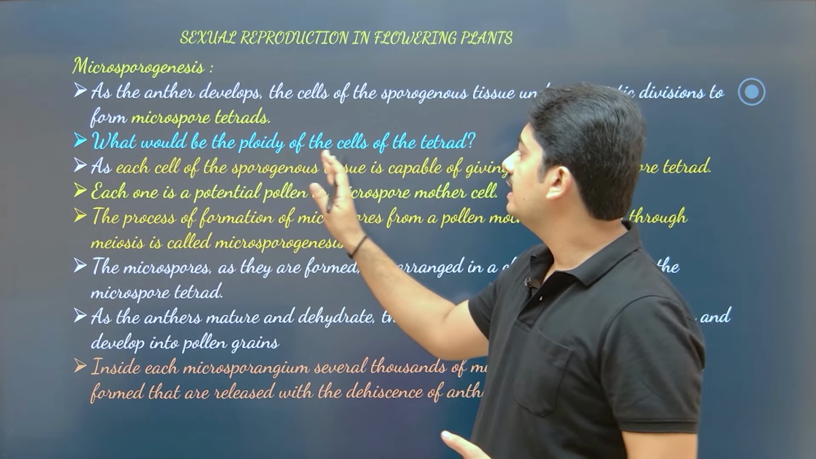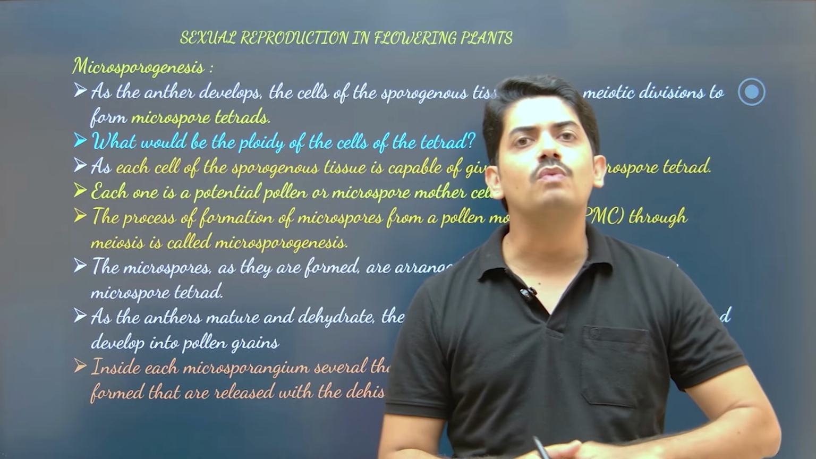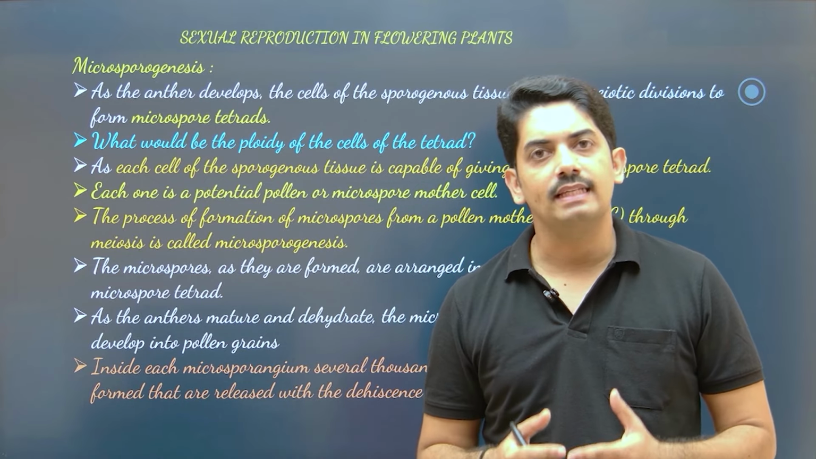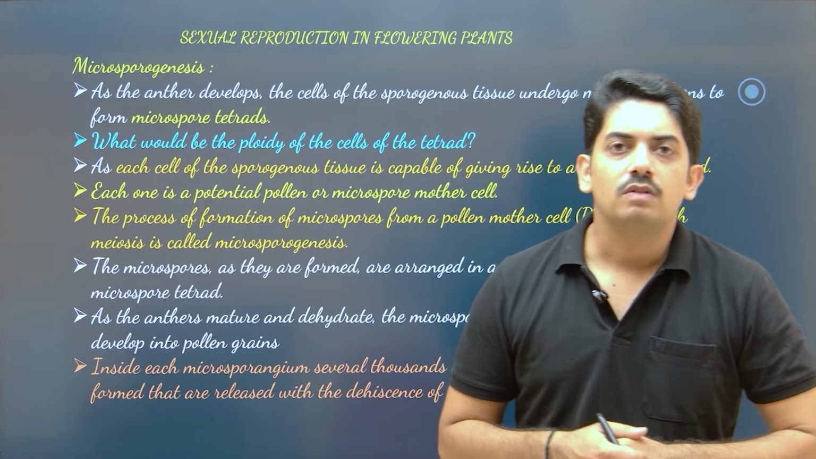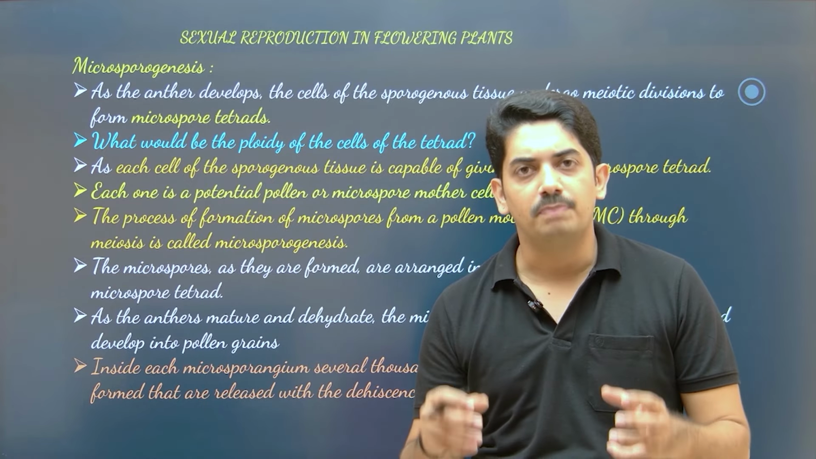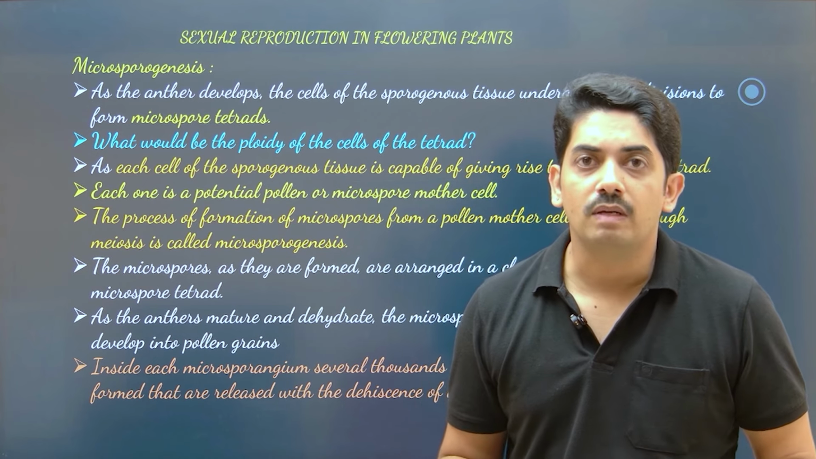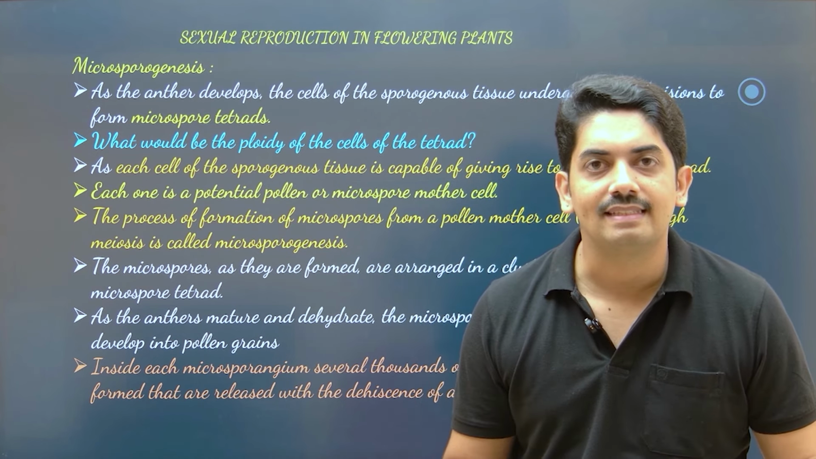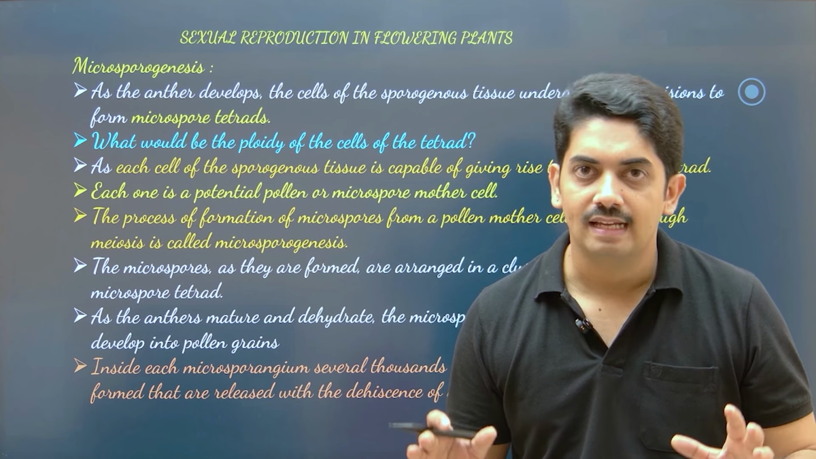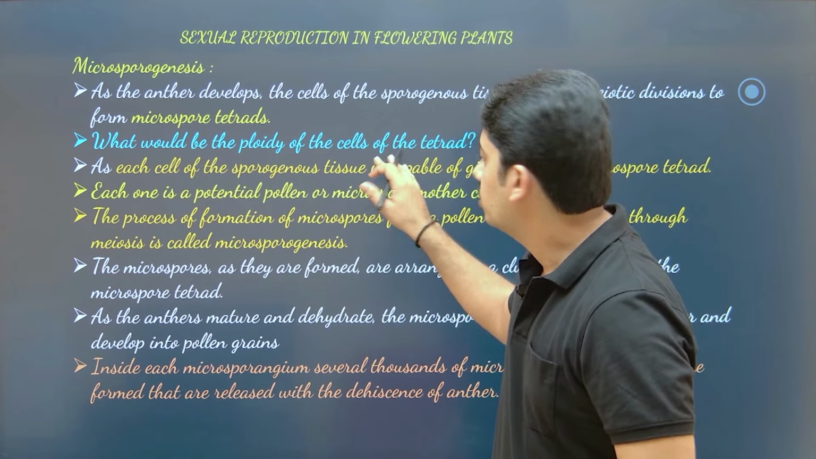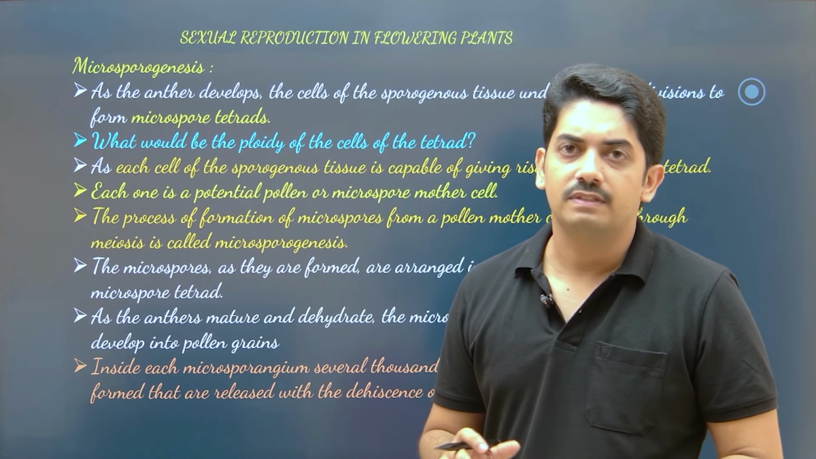Now, what would be the ploidy of the cells of the tetrad? Do you know what ploidy is? Ploidy is nothing but the number of chromosomes in a cell. Now, when a cell which is diploid undergoes meiosis, how many chromosomes will be retained in the daughter cells? That is haploid. That means half of the number of chromosomes is retained in the microspore tetrad. So the ploidy of the microspore tetrad is haploid.